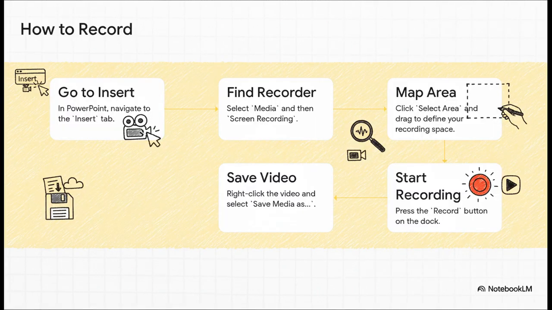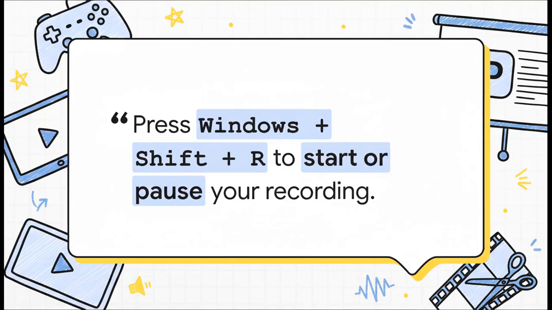Getting it started is pretty easy. You just pop into PowerPoint, head over to the Insert tab, find Screen Recording, and then drag a box over the area you want. But, and listen, this is the most important step. When you're done recording, the video just sits there in your slide. To turn it into a real video file you can use anywhere, you have to right-click on it and choose Save Media As. Do not forget that step. And of course, it has its own handy shortcut, Windows plus Shift plus R. Now, what's really cool about this one is that it lets you pause the recording. So you can take a break, gather your thoughts, and then pick up right where you left off. That's a feature the Game Bar just doesn't have.